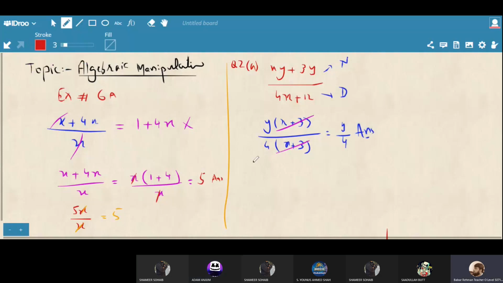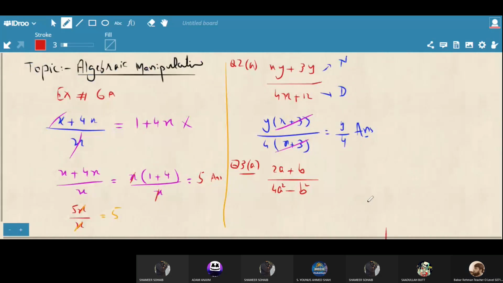Similarly, my dear students, question number 3A. Now, the rest of the parts will be the same. You will take common and simplify. Same exercise, 3A part. Now, look at this. The numerator is 2a plus b, divided by 4a square minus b square.